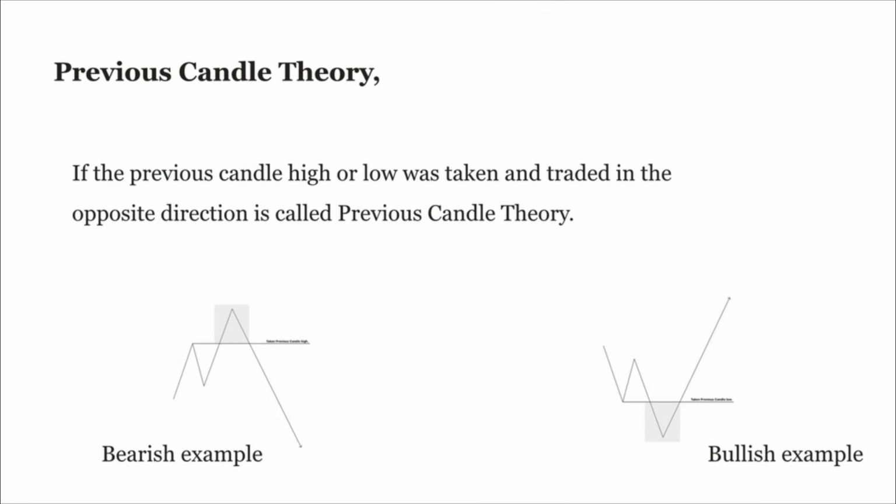This is the definition for previous candle theory. If the previous candle high or low was taken and traded in the opposite direction, it is called previous candle theory. A bearish and a bullish example have been given. The bearish example is on the left side, and on the right side is an example for bullish.